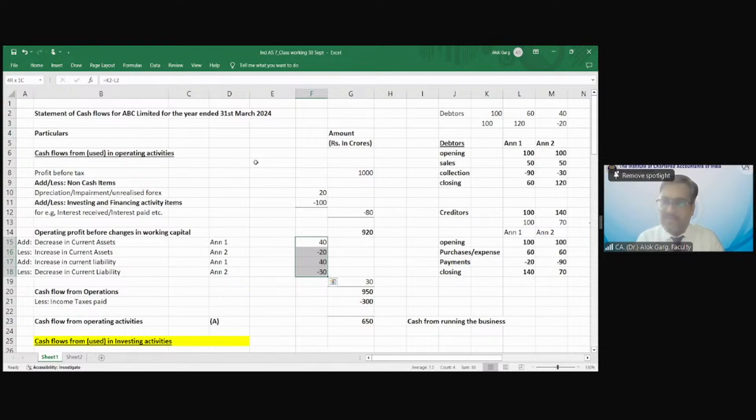incurred, right? So, sir, where did the 20 rupee adjustment come from? It came from the increase in current assets. So that is the logic I have given.